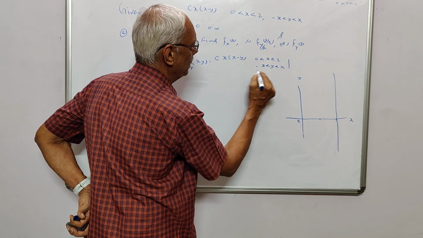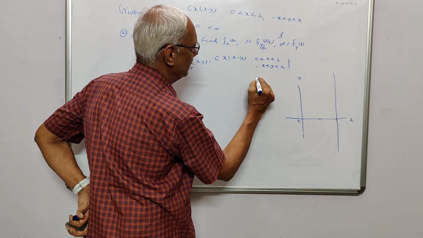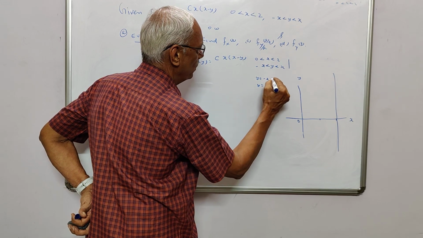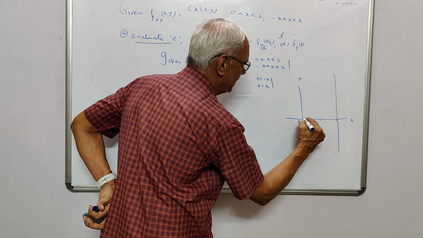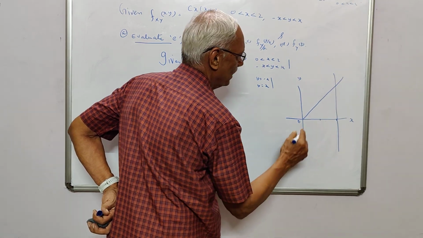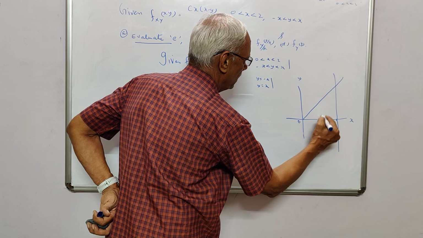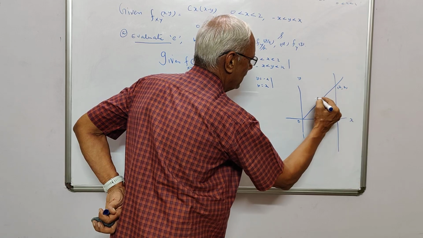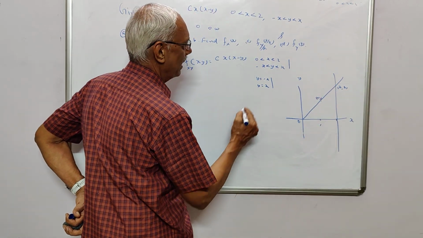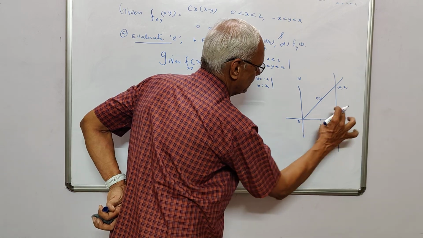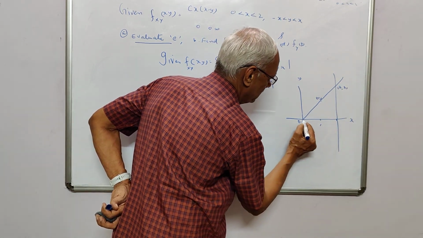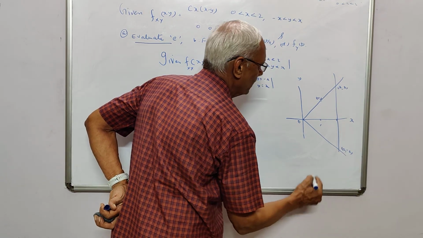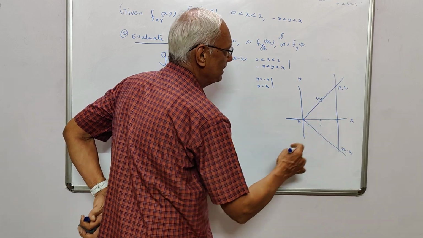And this one is x minus y. So you draw the line y equals minus x and y equals plus x. y equals plus x passes through 1, 1 and 2, 2. Another line is y equals minus x, which passes through 2, minus 2. Now you see that this is the region.